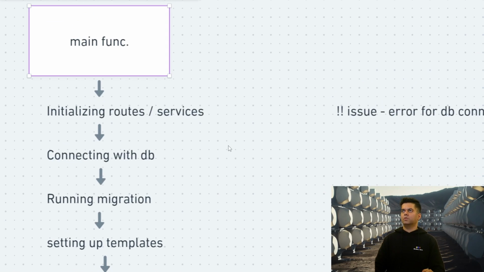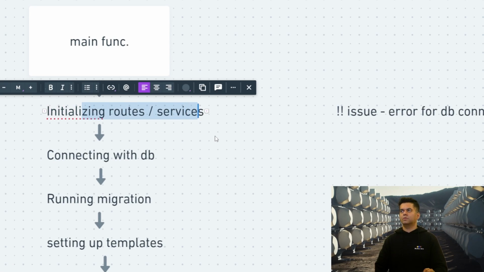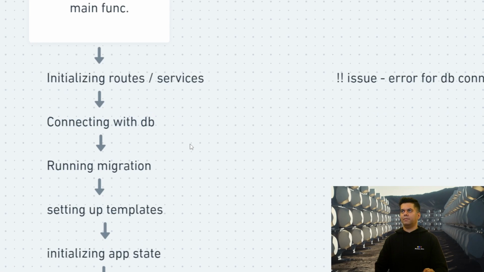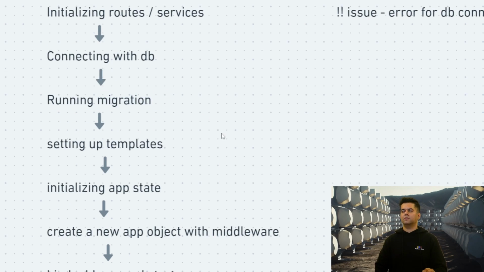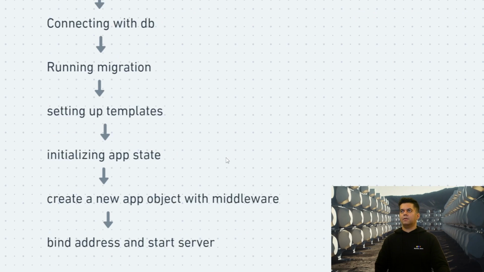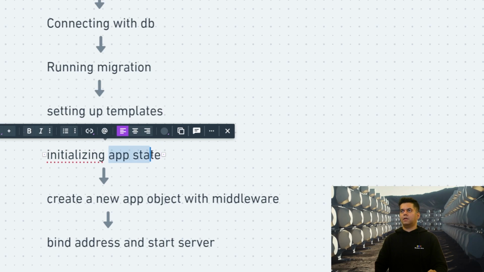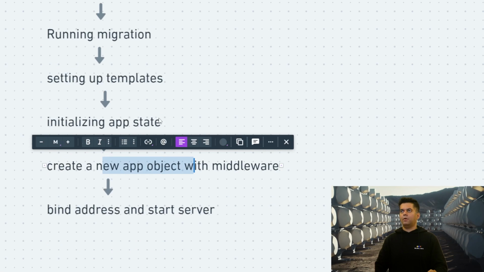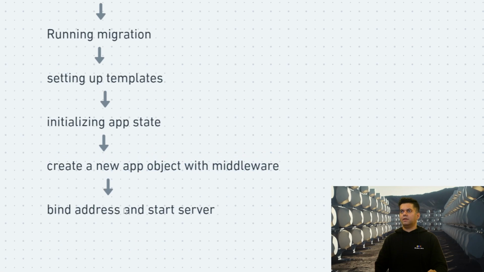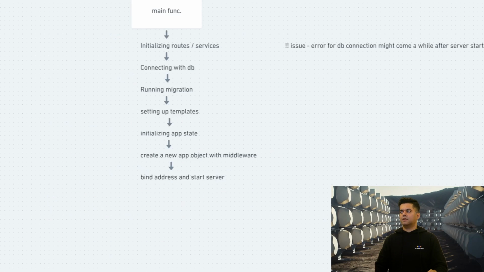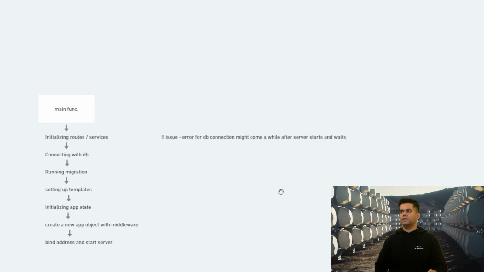So what we're doing in the main function is we'll be initializing the routes and services first. We'll be connecting with the database. Then we'll run migrations, as you know, just to set up all those tables in the database. So all you need is a database for MySQL to get started with this project. And you want to set up templates, because we're using front-end templates. We're using Tera, as you know, for the templates. And then we are initializing our app state, creating a new app object with middleware, and then we'll bind the address and start our server. So these are all the things we'll do in the main function.